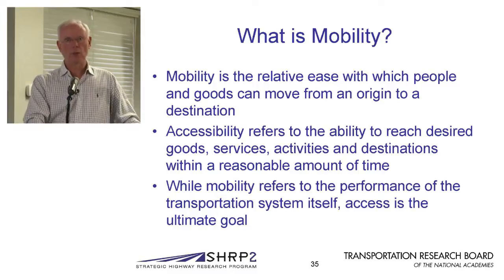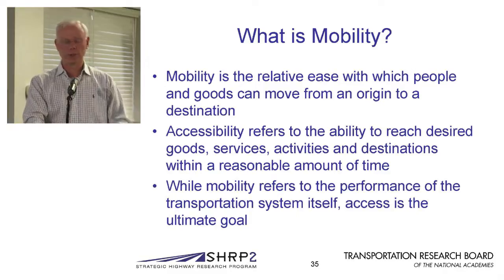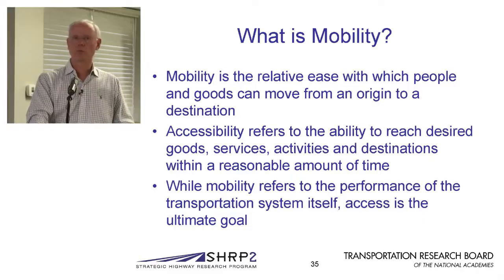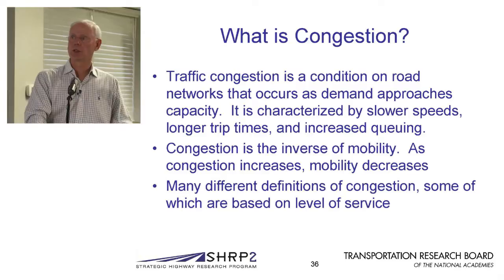We tend to deal with mobility. But I think, as the third bullet on the slide says, it is important, obviously, for agencies to deal with the entirety of the trip and worry about accessibility. That said, we're going to focus mostly on mobility in this presentation. Congestion is essentially the inverse of mobility.